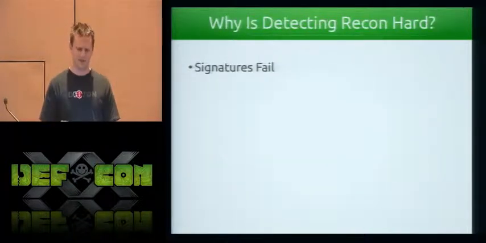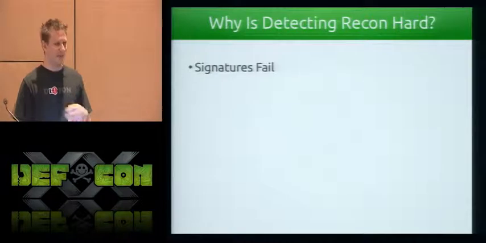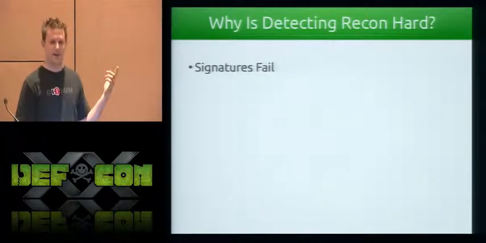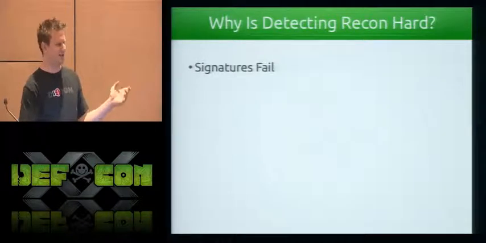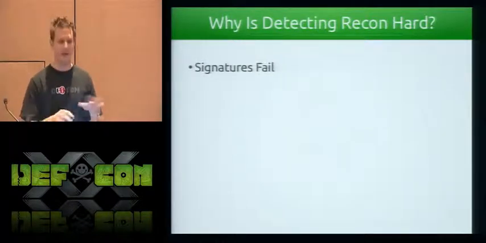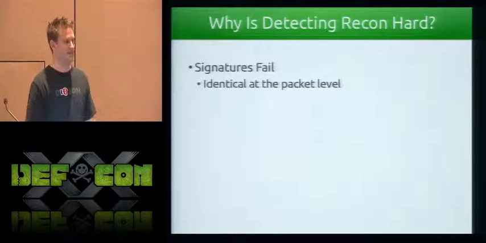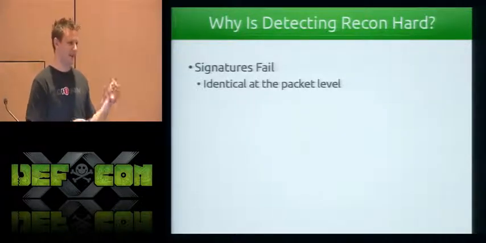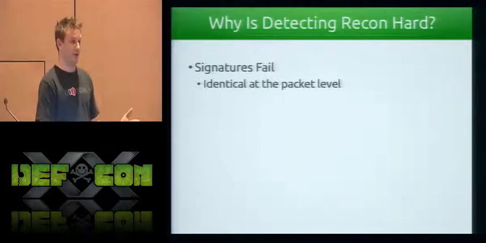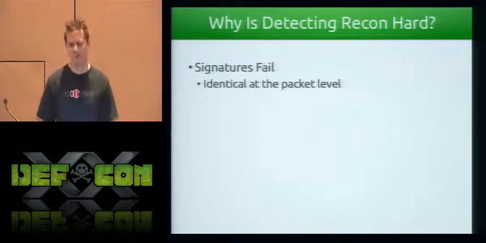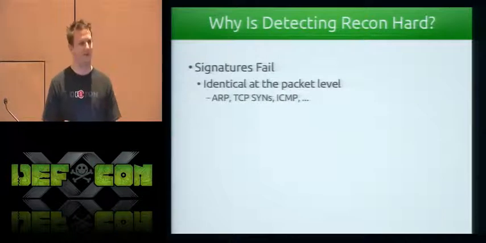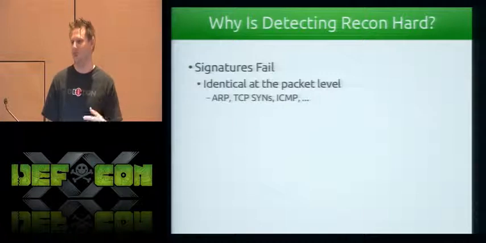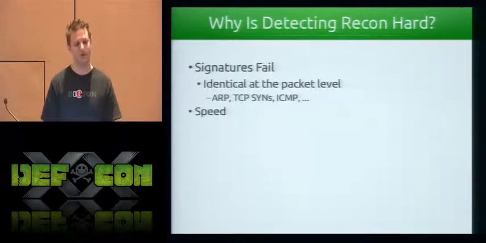So why is detecting reconnaissance hard? I think one of the major reasons is that signatures completely fail, right? If you think back to how you perform reconnaissance, it's all identical at the packet level. You do a TCP SYN, and TCP SYNs happen all the time. You can't put a firewall signature on that, or you could, but you'd just be inundated with false positives. ARP, TCP SYNs, ICMP, all this stuff is just the normal workings of networks. That's just how TCP/IP works. You can't just put a firewall signature rule on that stuff.